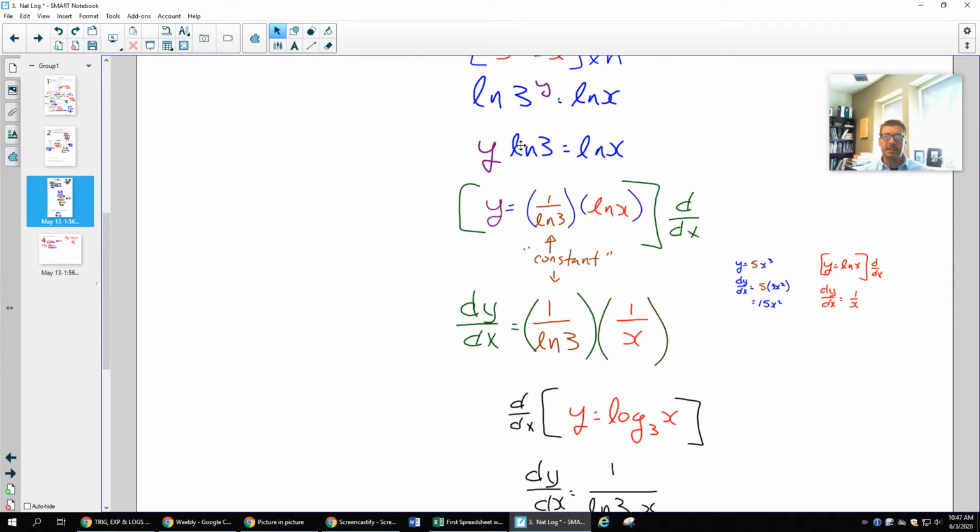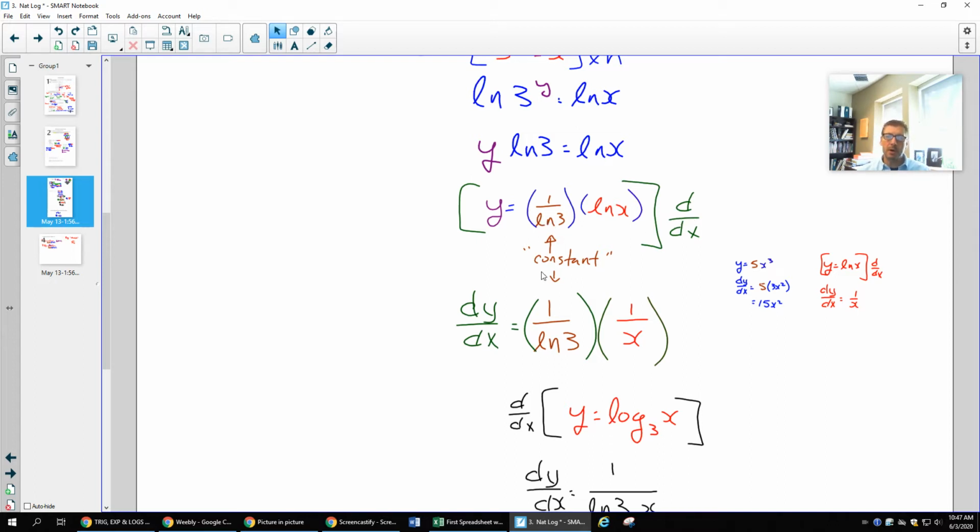So let's move the natural log of 3 from the left side to the right side, so it's with the natural log of x. So again, when you move it to the other side, it becomes a fraction. So I got all kinds of stuff showing here, but I have this function now, y equals 1 over natural log of 3 times the natural log of x. I want to find that derivative.